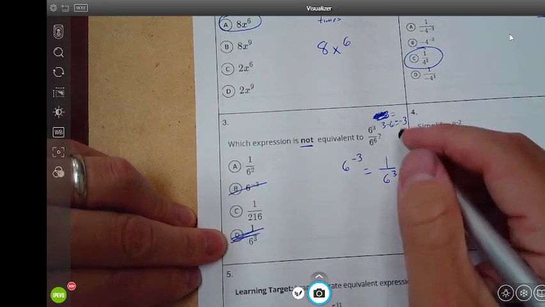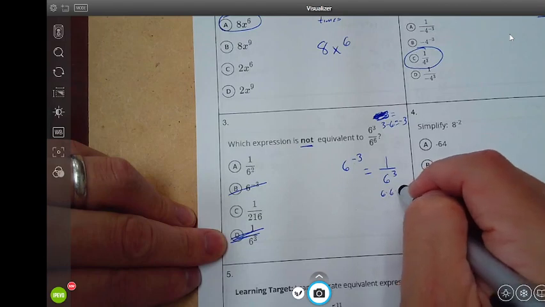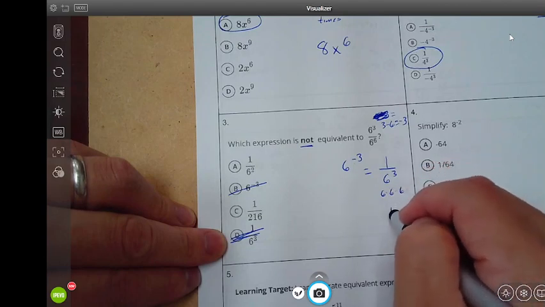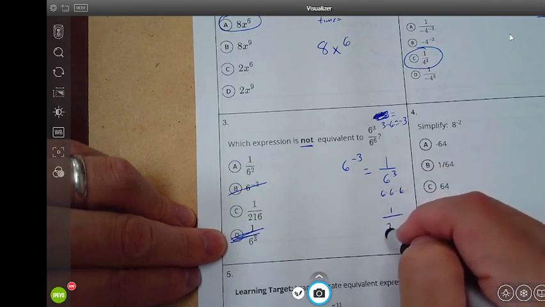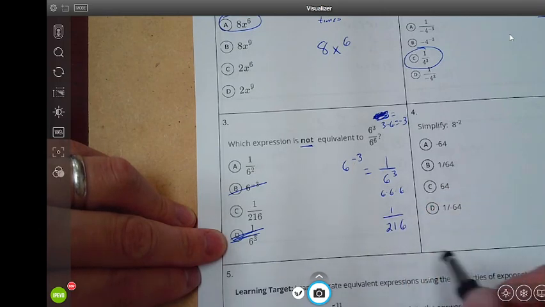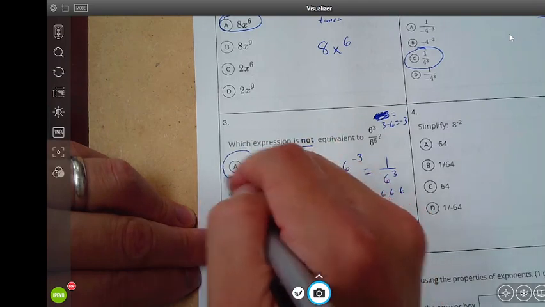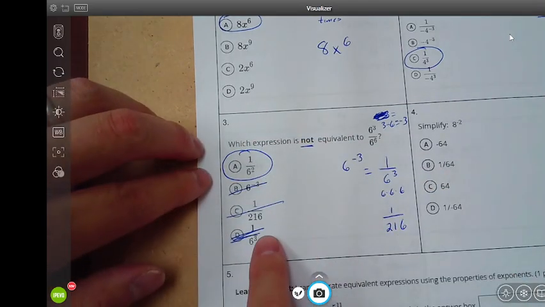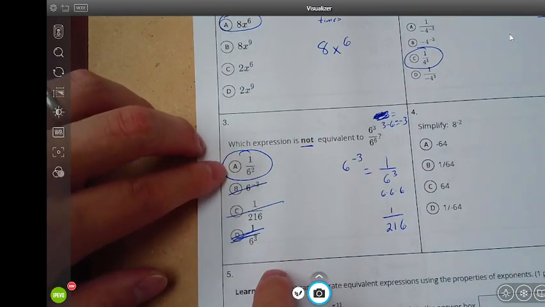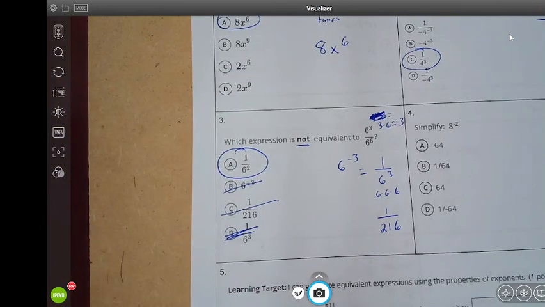All right, and then 6 times 6 times 6, that's 216. So I have 1 over 216. So that's also equivalent. So the one that is not has to be 1 over 6 squared. Once you knew it was 1 over 6 to the third, you knew that it couldn't be 1 over 6 squared. Okay.